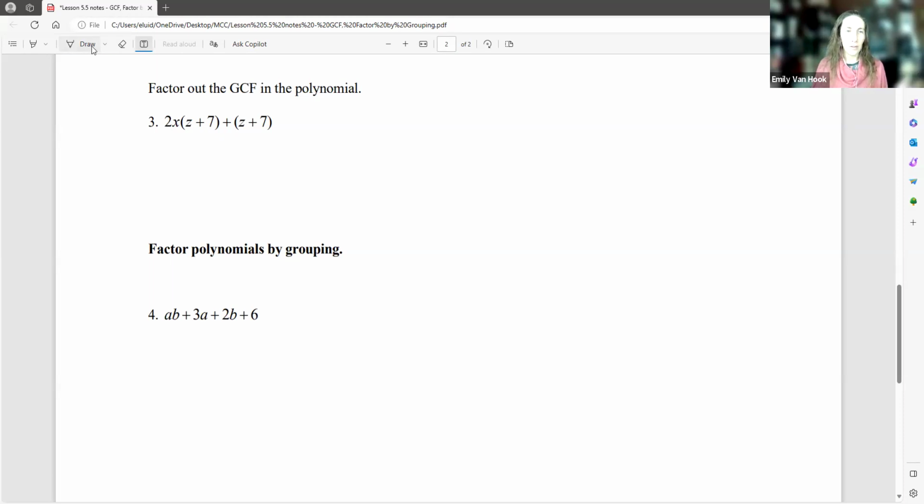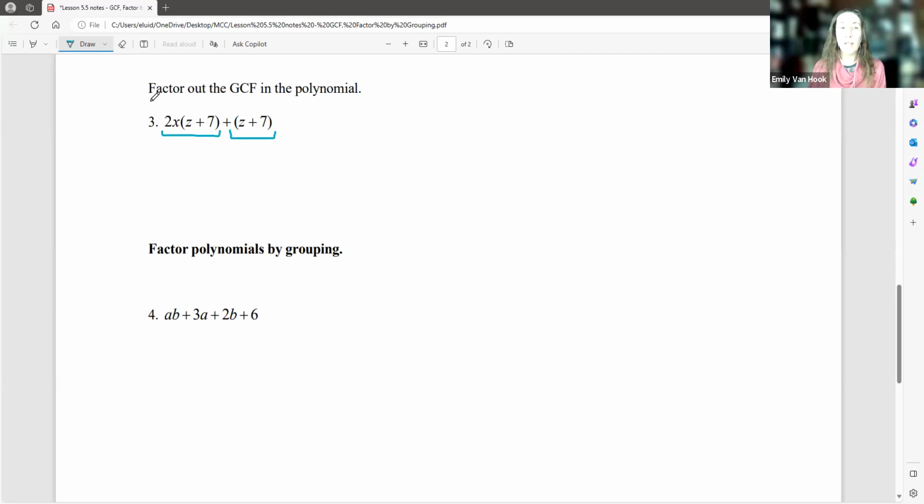I want you to think of this pretty long expression as actually just having 2 parts or 2 kind of longer terms. They're not quite terms, but kind of 2 parts, I'll say. So there's 2x times z plus 7 plus 1 times z plus 7. So I just kind of underlined or drew little brackets under those 2 parts. We're going to call those 2 groups. This is going to get us ready for factoring by grouping in the next couple problems after this.